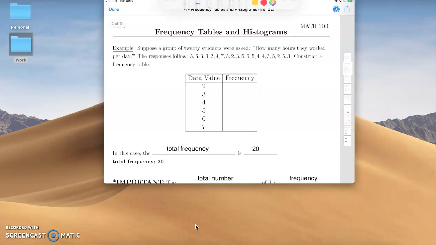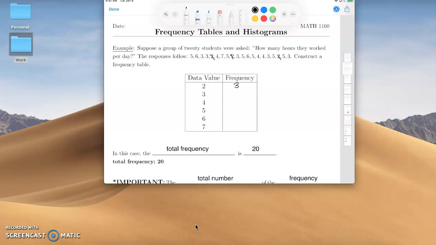So the way I'm going to do it, I'm going to go through and mark up and show you kind of how we would do this. So let's see. First we're looking for all the 2s. So here we have a 2. So we have 1, 2, 3. So there are 3 2s. So the frequency for the value of 2 is 3.